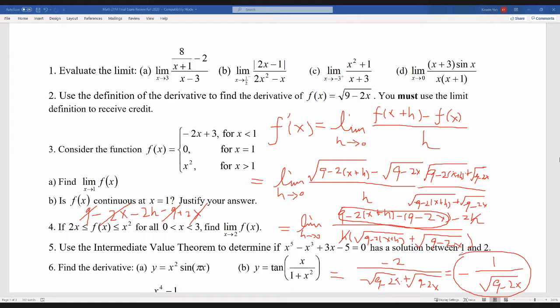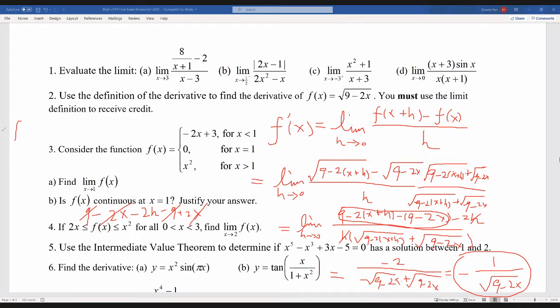Okay, we found the derivative for this function. It's negative 1 over the square root of 9 minus 2x. This is the method you have to use on the final. You have to follow the instruction, the definition of derivative. So this is the method. Now you can use the rules to verify. Let's verify that this is the right answer by using derivative rules.